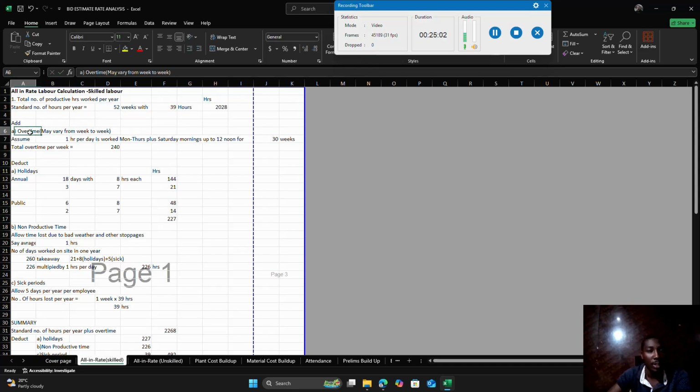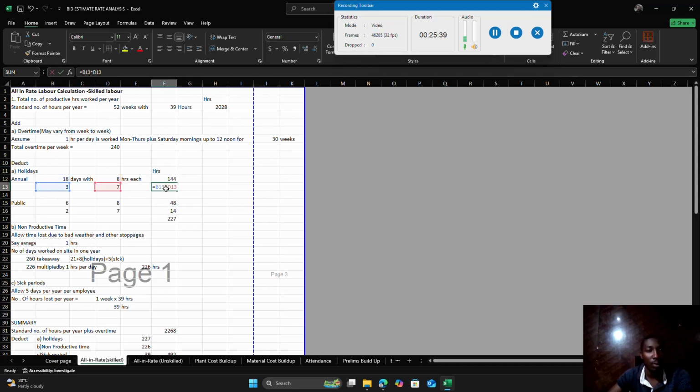So we are going to assume overtime, and it may vary from week to week. But if we assume 1 hour per day is worked, Monday to Thursday plus Saturday morning up to 12 noon for 30 weeks, we shall get the total overtime of work, which is that. Then we deduct holidays. When we have holidays, workers are not going to work. So annual holidays, I'm assuming we have 18 days with 8 hours per day, and that is the total number of hours lost in holidays.